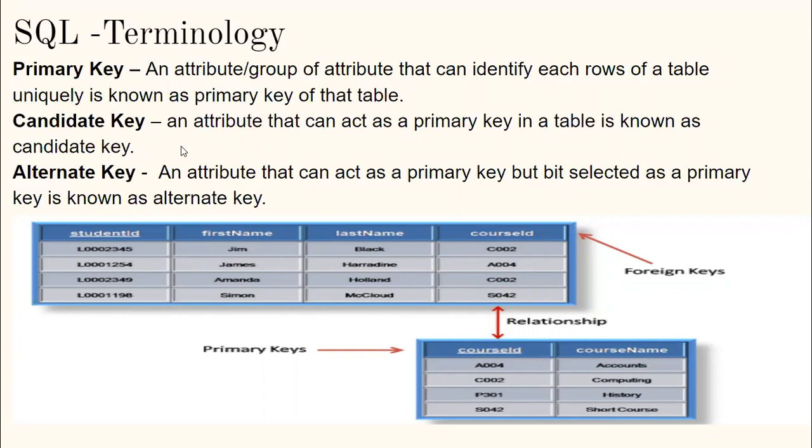Then candidate key means an attribute that can act as a primary key in the table is known as candidate key. So in the absence of the primary key, it can act as a primary key. That is the work of a candidate key. Then alternate key. An alternate key is an attribute that can act as a primary key, but is not selected as the primary key, and is known as alternate key.